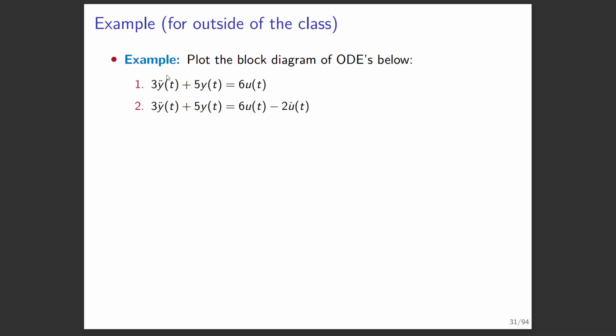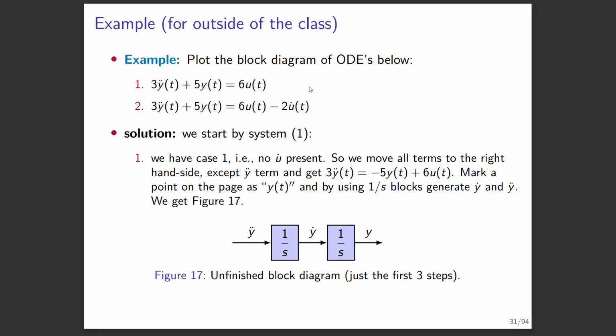How can I create or draw a block diagram of this differential equation? Well, first I bring this term to right hand side. So I'm going to write it as 3y double dot equals negative 5y plus 6u. Now I mark a point on my paper as y, and then by putting 1 over s blocks, I create y dot and y double dot. All I have achieved until now is that on my page I have y dot and y double dot shown.